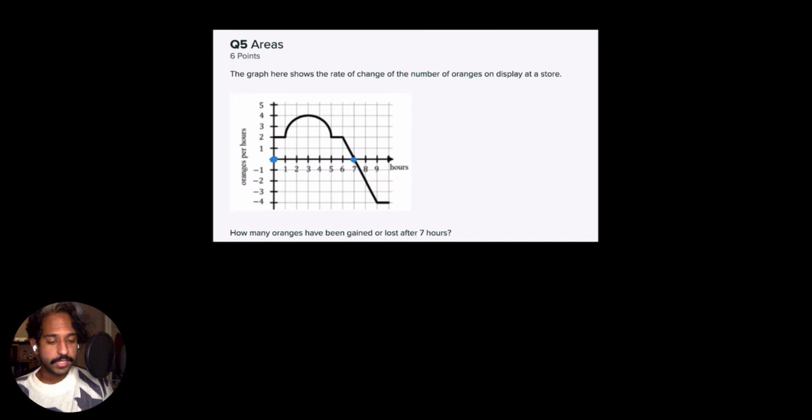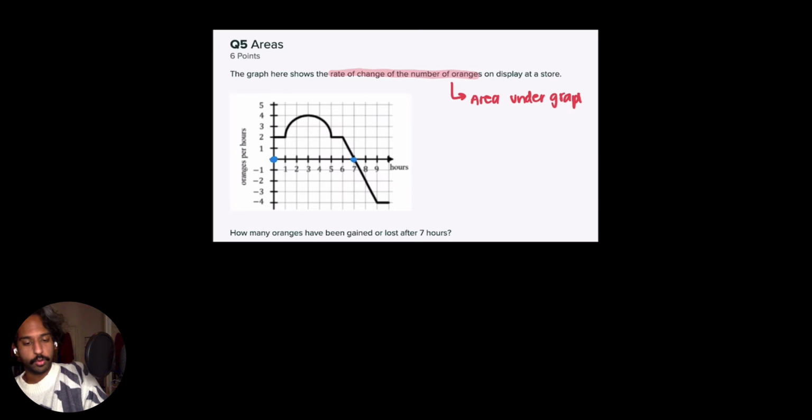And what I know is that since this is giving me a rate, and I'm going to highlight that in red, this is giving me a rate of change of the number of oranges. If I find the area under the graph, and I'll write this idea down, area under graph will give me the total number of oranges equals total change in oranges. So let's figure that out.